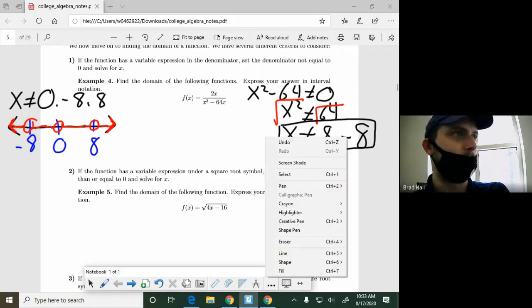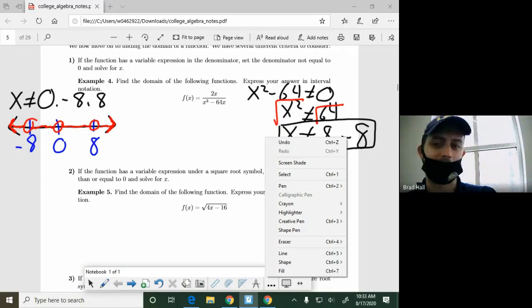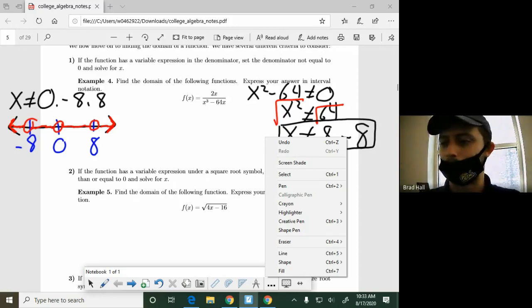Again, I picked the hardest problem. The other ones are much, much easier than this, I promise. This one's the hardcore one.